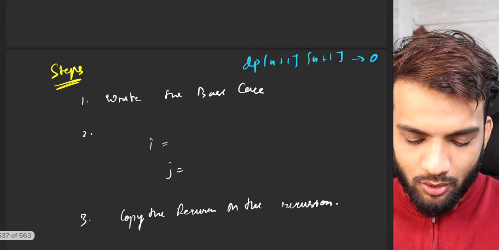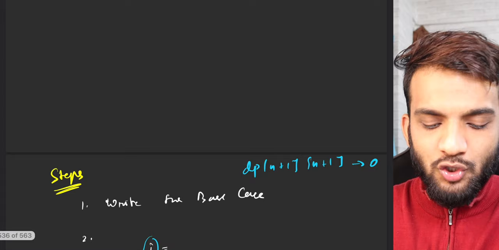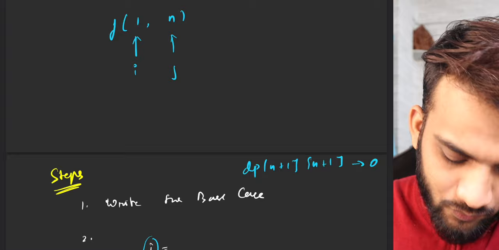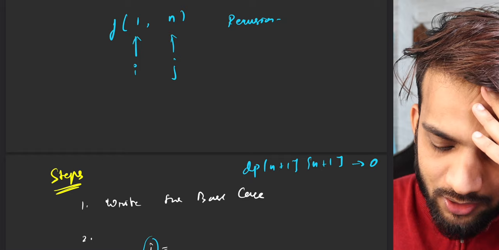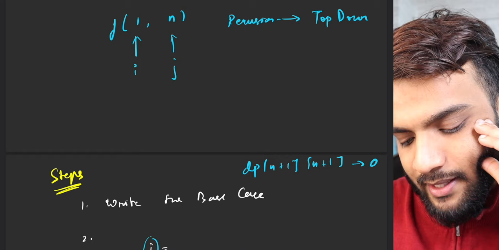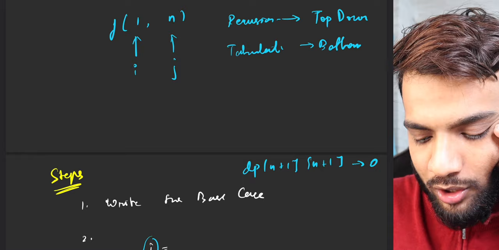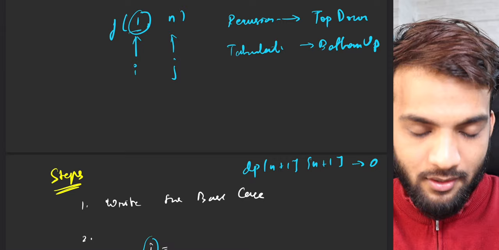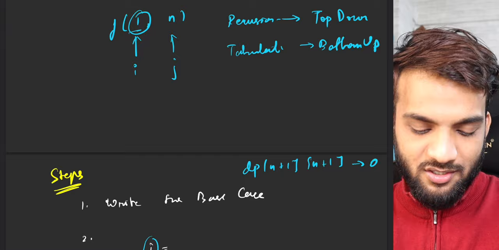Okay. Now, I is the first changing variable, and J is the second changing variable. If you remember the function call, it went from 1 comma n, where this was I and this was J. Correct? Now, what do I always say? I always say recursion is a top-down approach, and tabulation is a bottom-up approach. It does not mean that you have to move from bottom or something like that. That means from the base case to the call. The call was from 1, so it will go till 1, 2, 3, 4, till n. So you do the opposite for I, which is you move from n to 1.